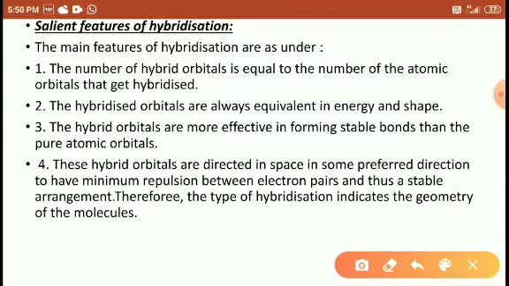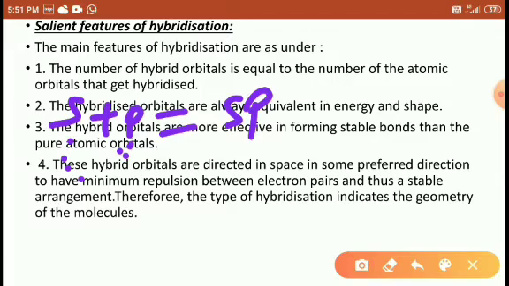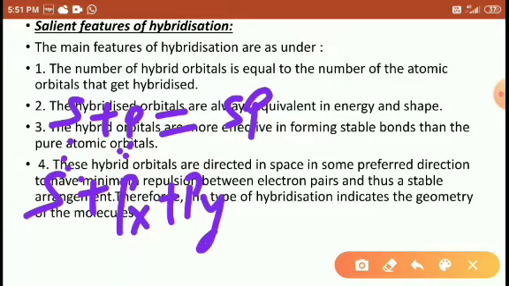So the salient features of hybridization. What is the salient feature here? The number of hybrid orbitals is equal to the number of atomic orbitals that get hybridized. So whatever the hybridization is, it depends upon the number of atomic orbitals. How many atomic orbitals are intermixing? If only two atomic orbitals are intermixing, S and P, S is one atomic orbital, P is another. Only two orbitals are mixing here to form sp hybridization.